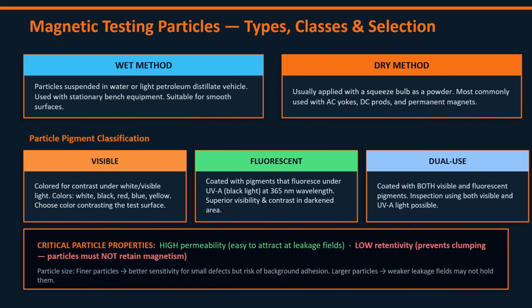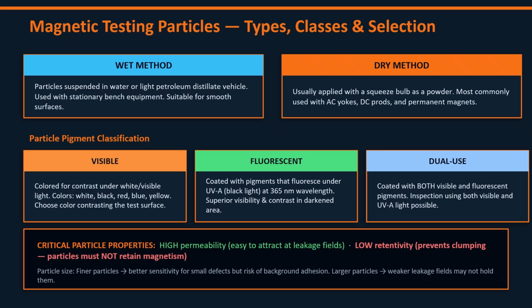Magnetic particles are not simply a visual powder. Their physical properties are part of the sensitivity of the examination. In the wet method, particles are suspended in a liquid vehicle and transported across the component surface. This provides very good control and is particularly effective on smooth surfaces and stationary bench systems.